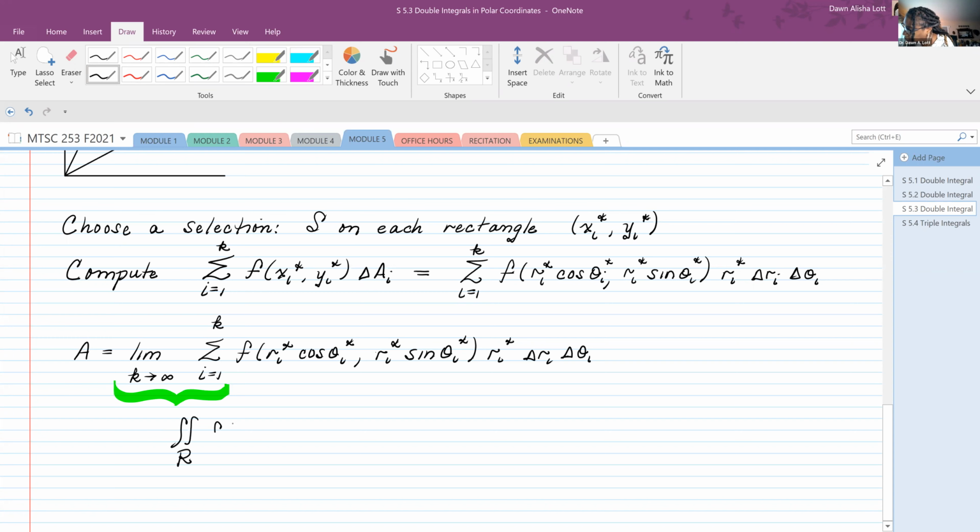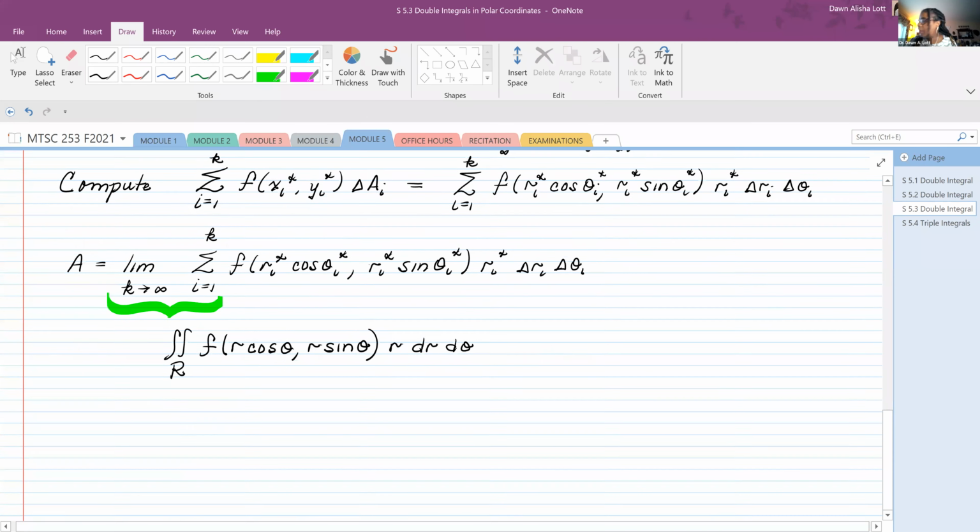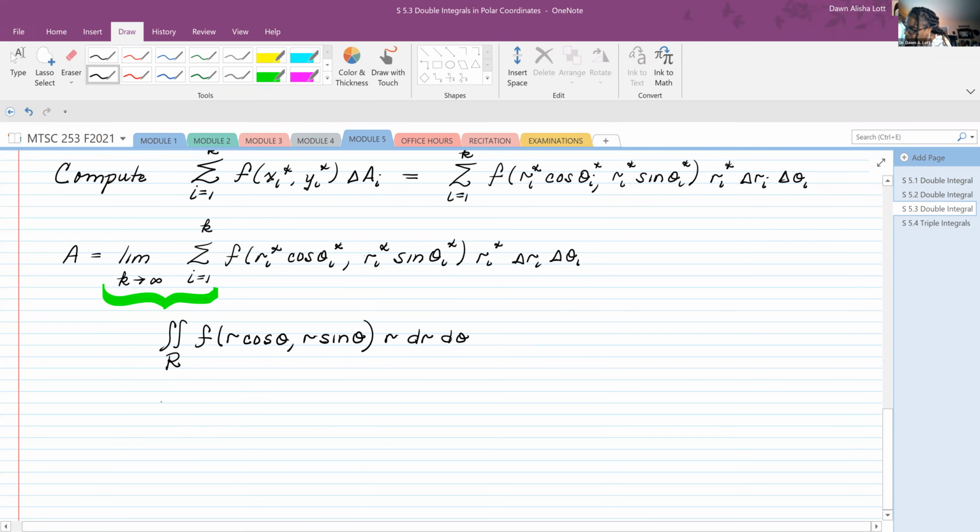And as we remember, this piece always becomes an integral of f of r cosine theta, r sine theta, r dr d theta. So now our delta A, or our dA, is now r dr d theta. So you can't forget that r. Okay, so that's what makes the difference.